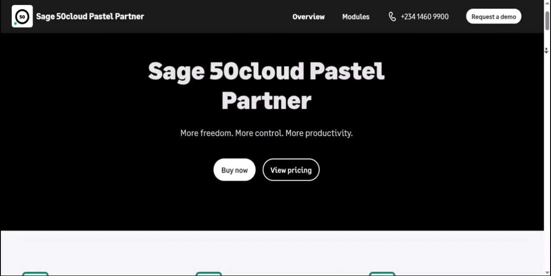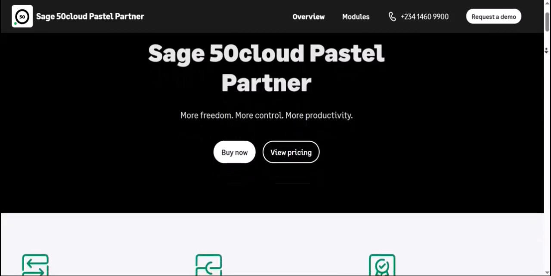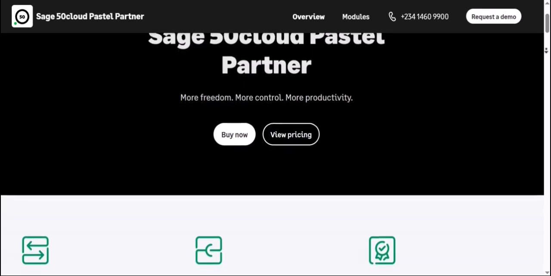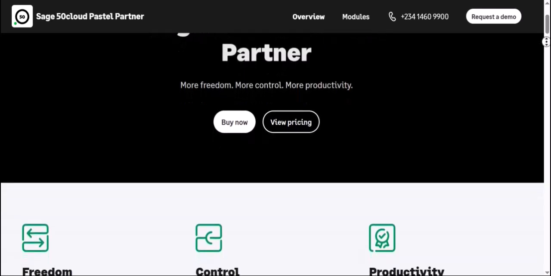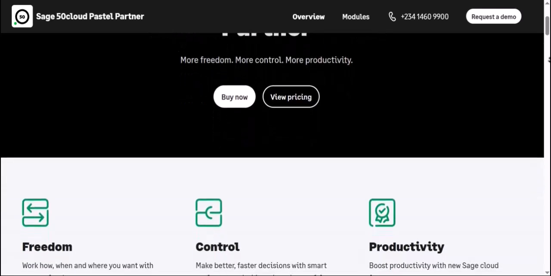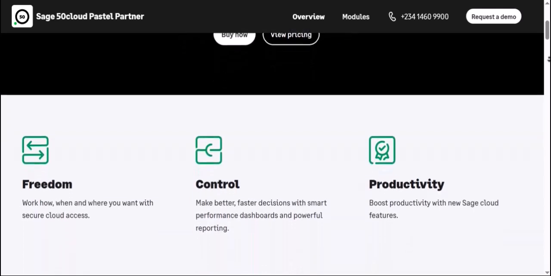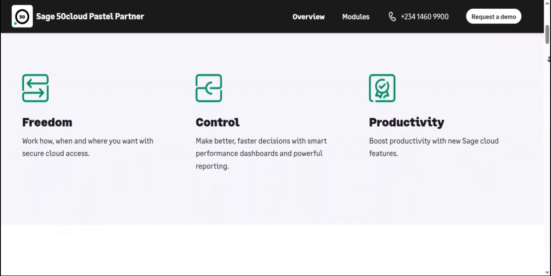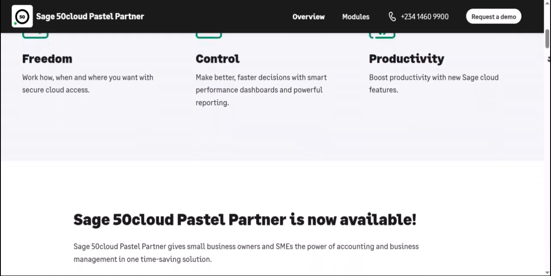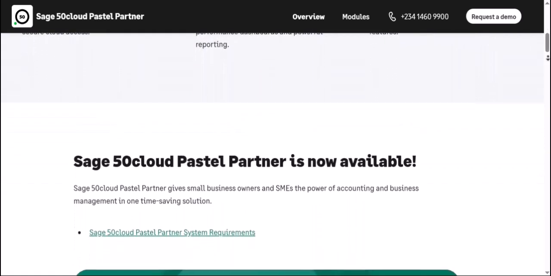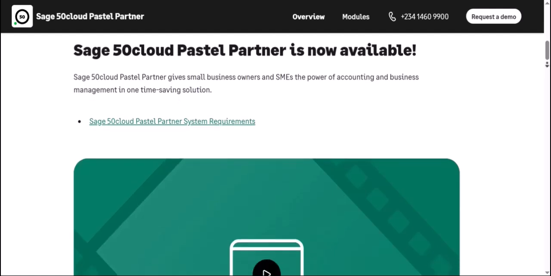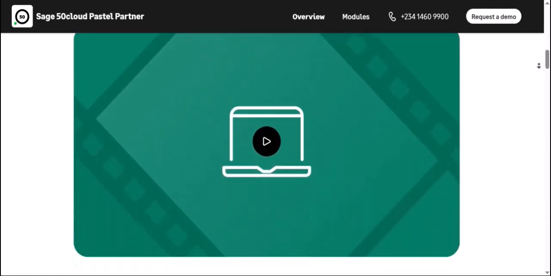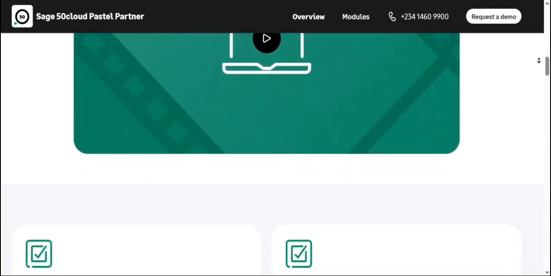One of the most common questions businesses ask when considering new accounting software is, how much does it cost? When it comes to Sage, the answer isn't a simple dollar figure. Sage offers a vast ecosystem of accounting and business management solutions, ranging from basic cloud accounting for sole traders to sophisticated enterprise resource planning, ERP, systems for large, complex organizations.